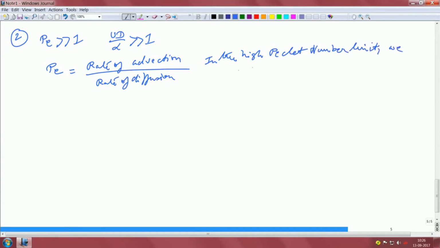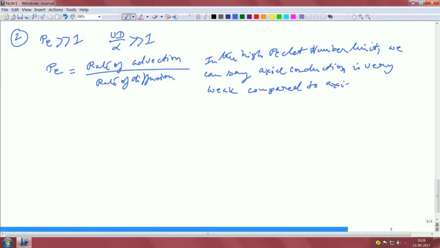we can say that the axial conduction is very weak compared to axial convection.